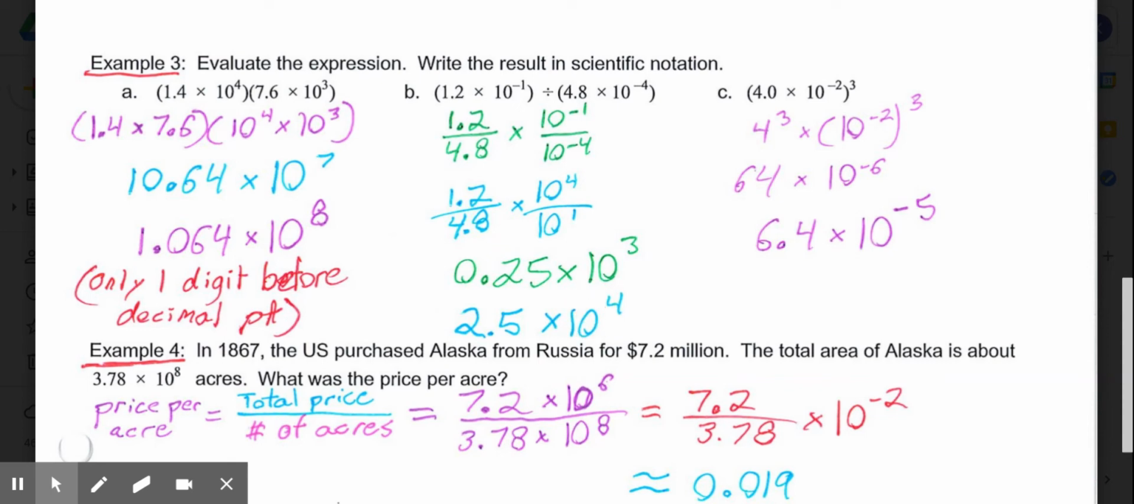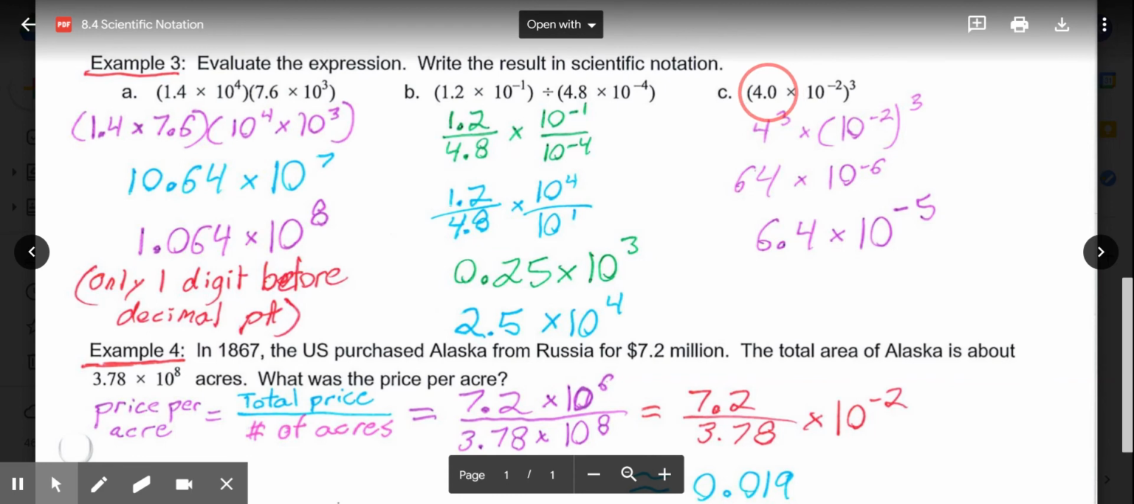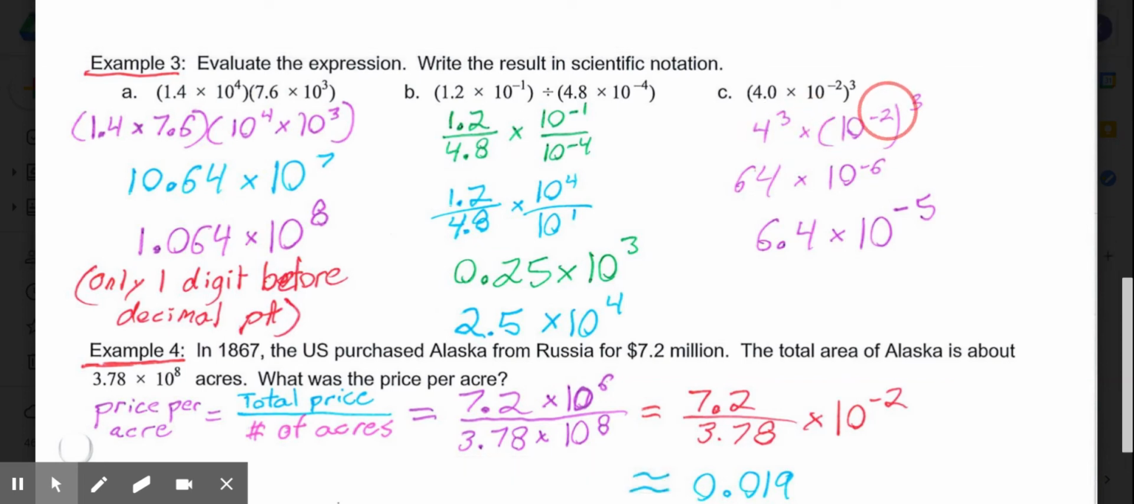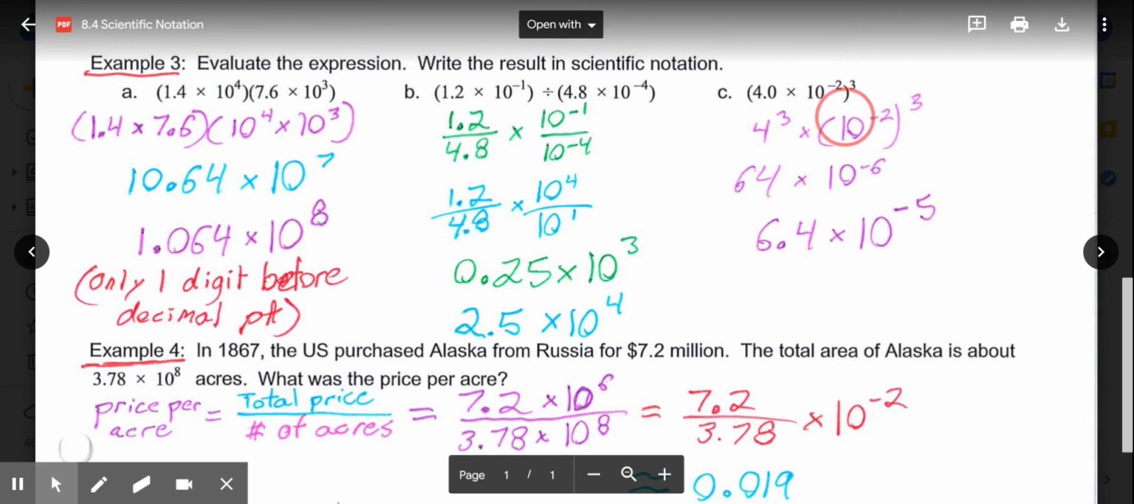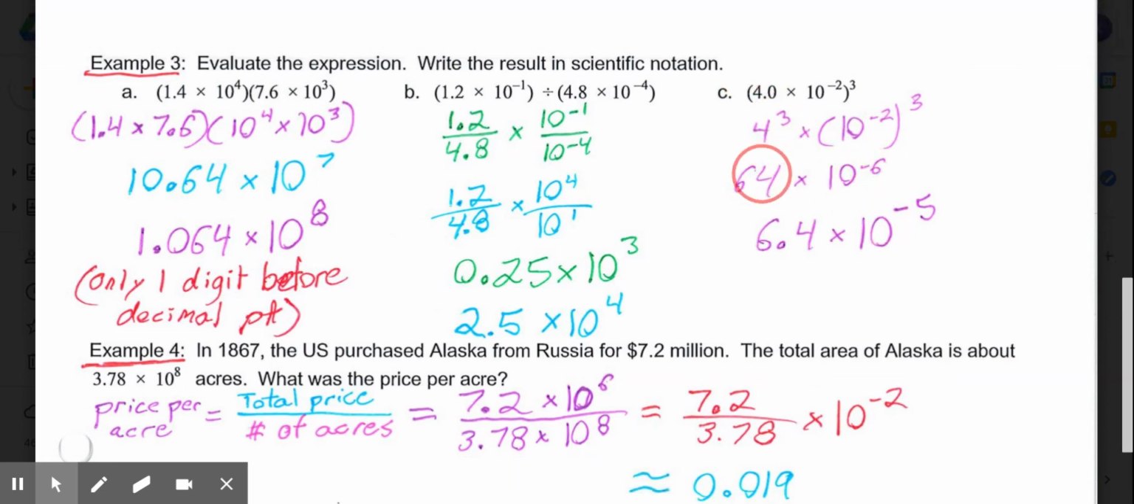And then in C, we have scientific notation to a power. So in this case, we have 4.0 times 10 to the negative second, all to the third power. So we do each part of the inside to the third power. So we'd have 4 to the third power, and then 10 to the negative second to the third power. So an exponent to an exponent, we multiply them. So we have 10 to the negative 6th power, and 4 to the third is 64.